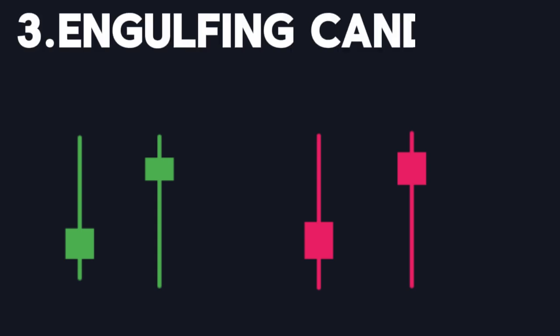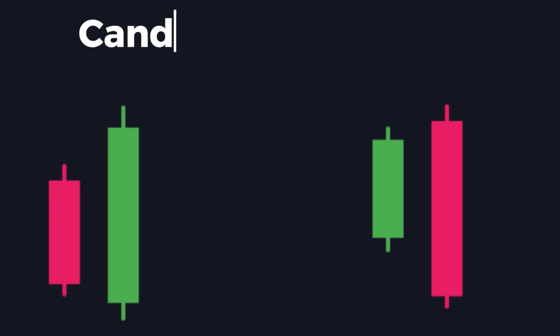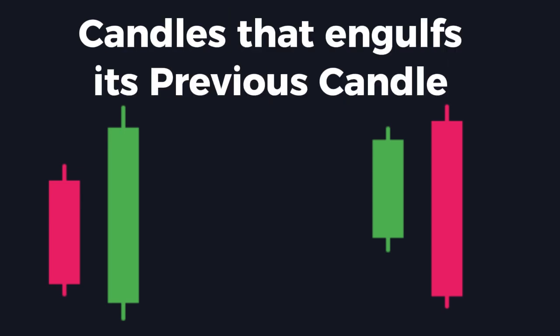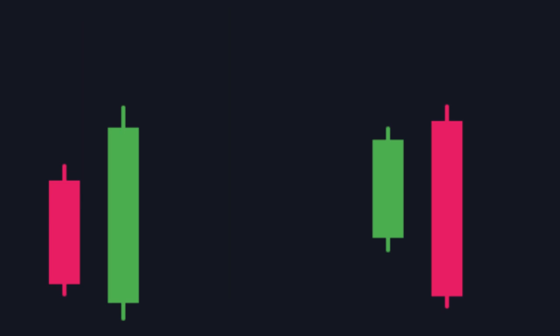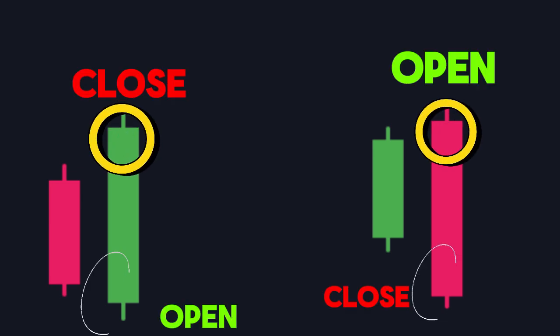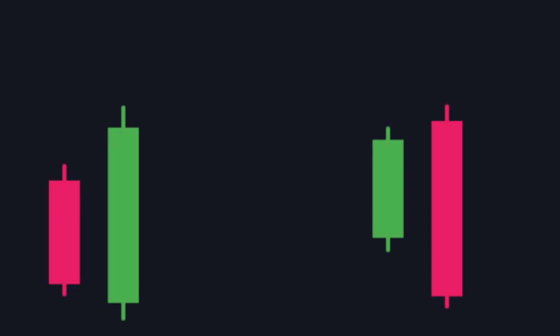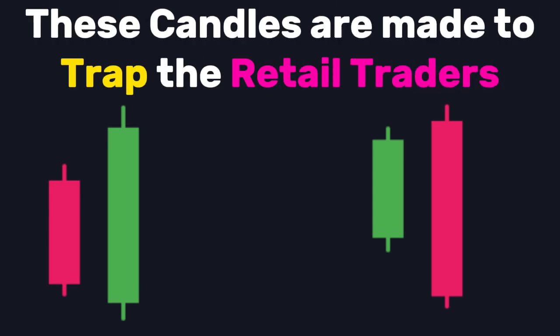The third candlestick that we are going to learn in this video is engulfing candles. Engulfing candles are those candlesticks which engulf their previous candle. In a nutshell, these candlesticks open at their previous candle's close or below it and close above their previous candle. The engulfing candles are mostly made to trap retail traders and small institutions by hitting the stop loss of their trades.